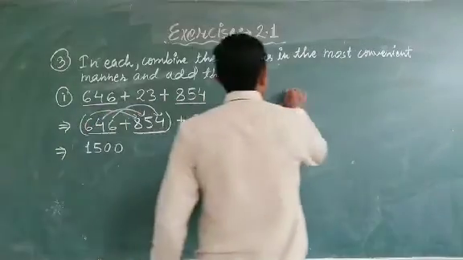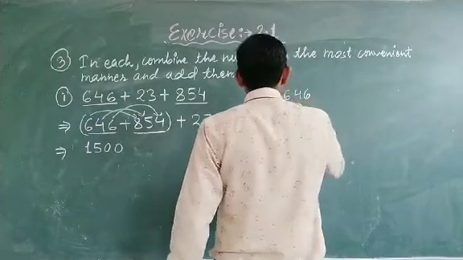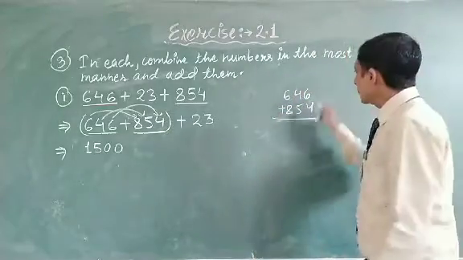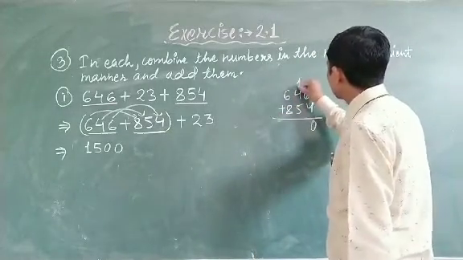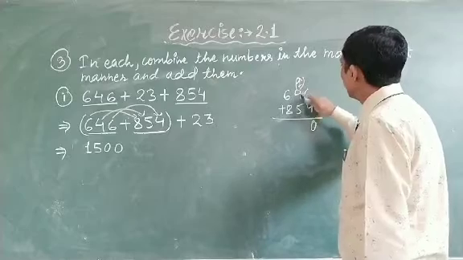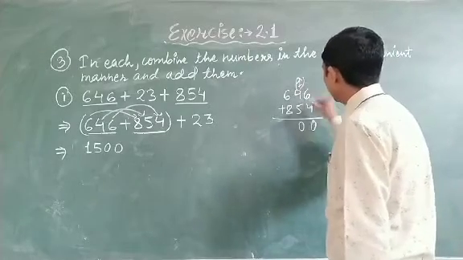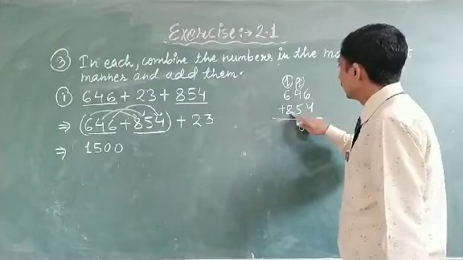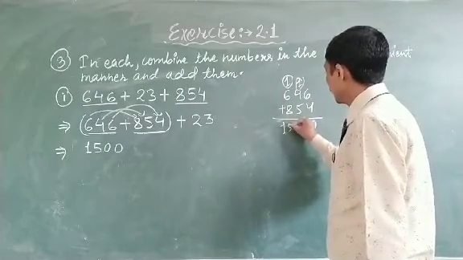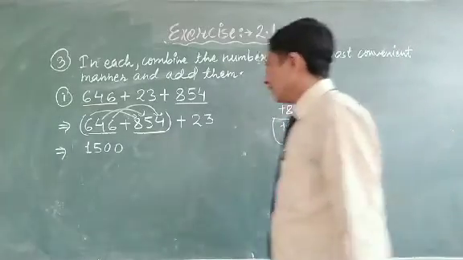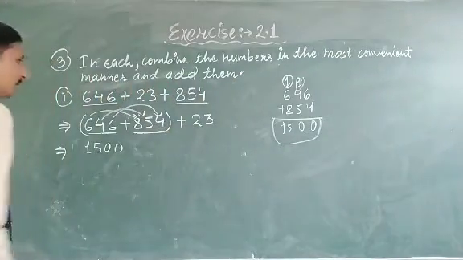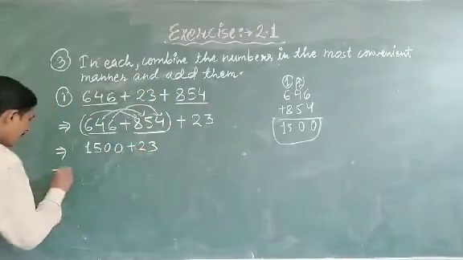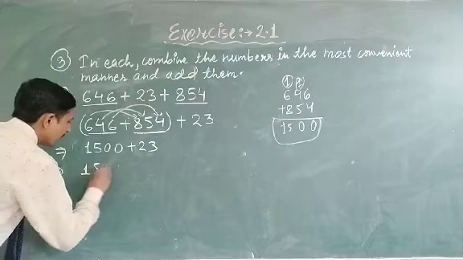You see, 646 plus 854. So 6 plus 4, 10. 1 is carried. 4 plus 5, 9 plus 1, 10. 1 is carried. That is 6 plus 8, 14 plus 1, 15. So in this way we got the result 1500. Now add 23 to it and we got the answer 1523.